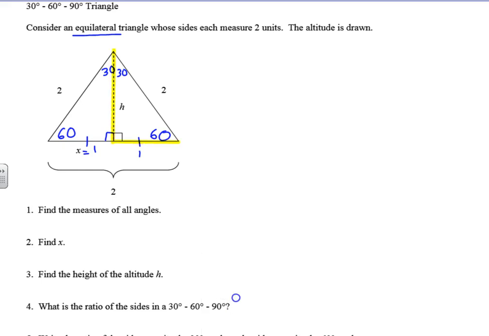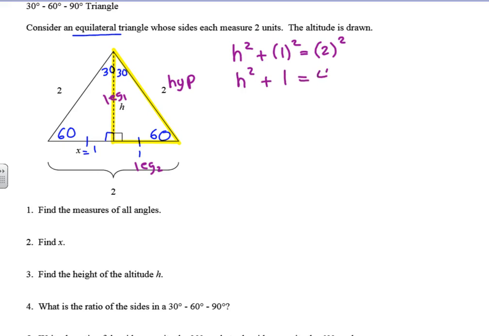Okay, so here's a right triangle, and I'll use a different color here to illustrate this. Here's our hypotenuse, and here's leg 1 and leg 2. If we do the Pythagorean theorem, we come up with h squared plus 1 squared equals 2 squared. So h squared plus 1 equals 4. Now we subtract 1 from both sides, so h squared equals 3. Then we take the square root of both sides, which is 1 radical 3. So the height is 1 times the square root of 3.